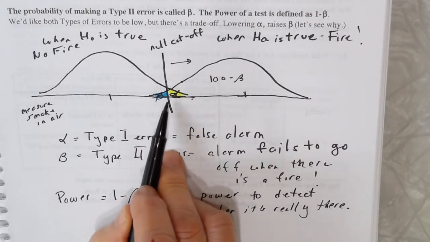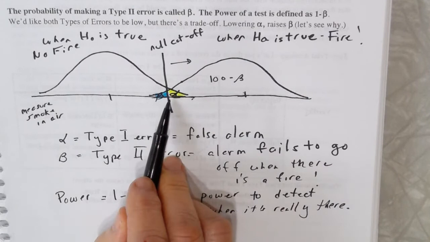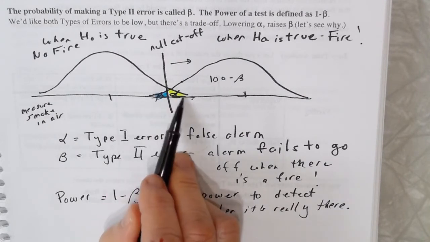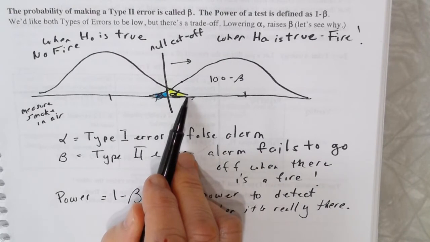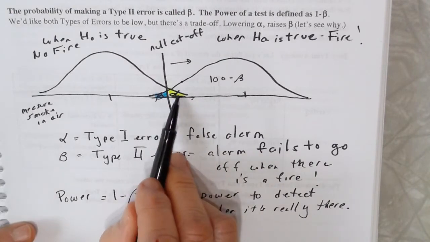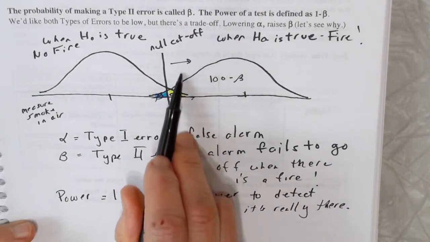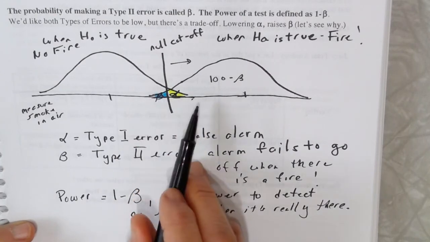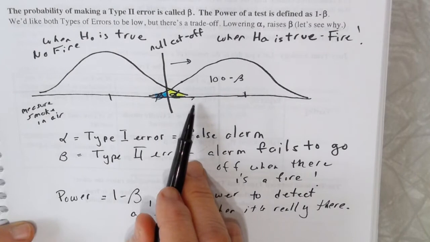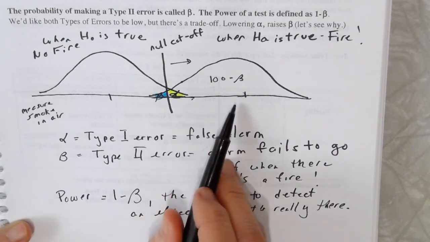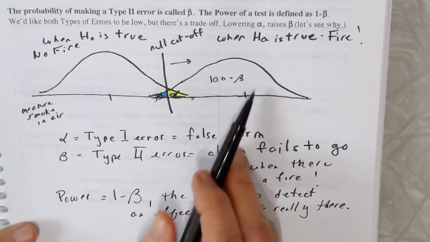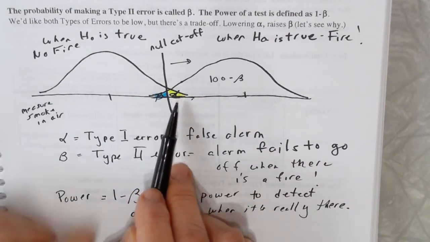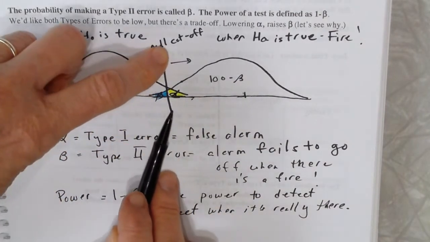But if we move it to make a type 1 error smaller so that the smoke detector doesn't go off and annoy us all the time, we move it over here, well, that's going to make the type 2 error bigger, and we definitely don't want to do that. You could have a fire that doesn't have much smoke.